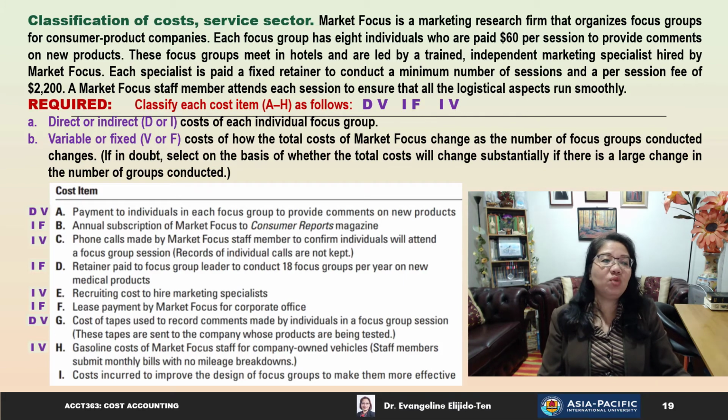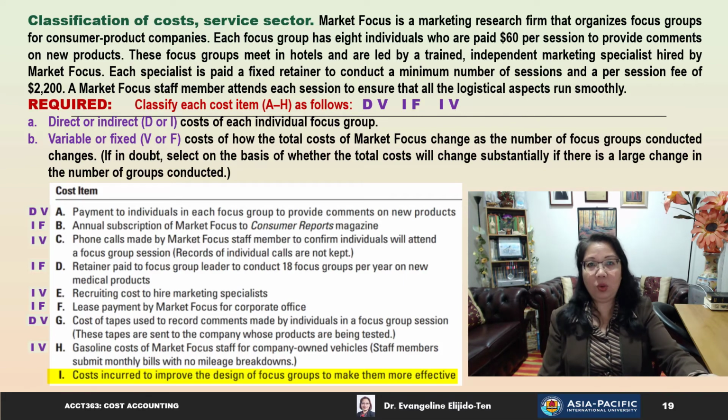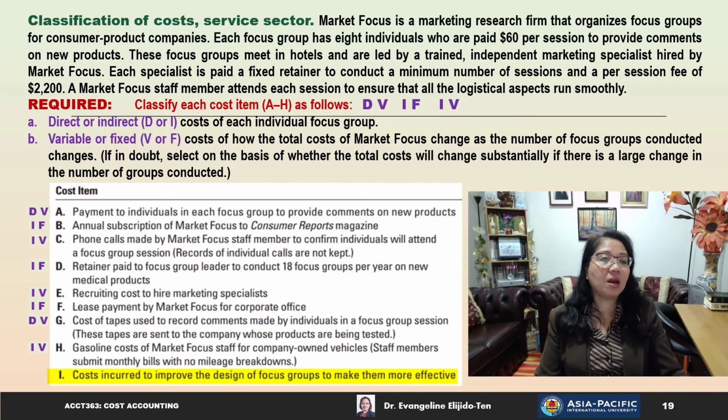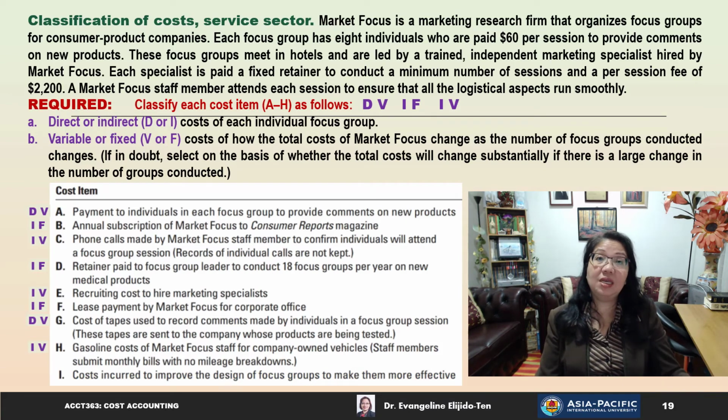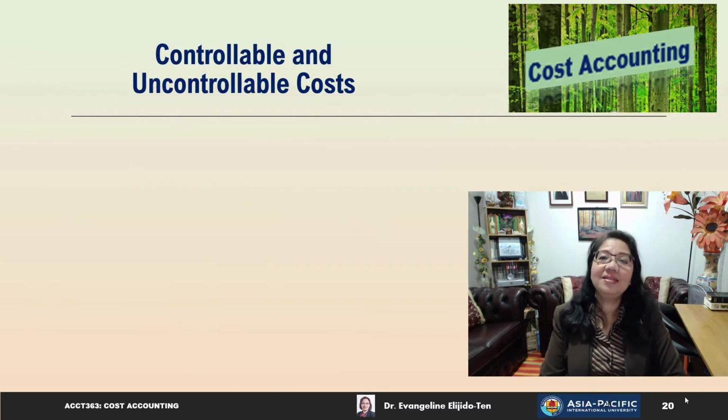Well, we can't really trace this to the focus groups, so this would be indirect. And if we are paying this cost on a fixed basis, it will be fixed, and so it would be indirect and fixed.